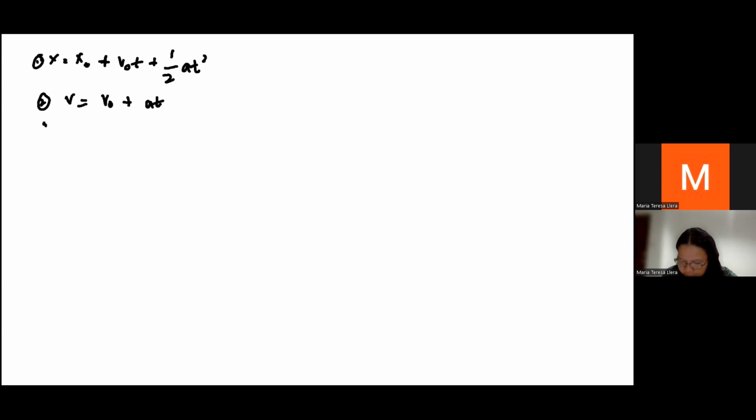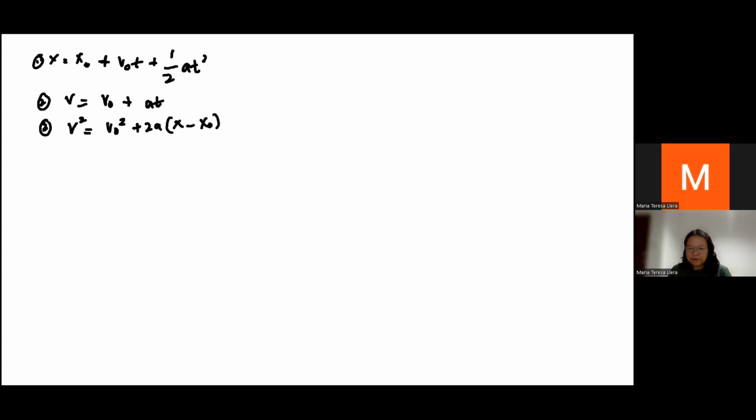And of course, the final formula that we have to remember is also a velocity formula, but using a different set of variables. This is v squared equals v naught squared plus 2a times x, or the final position, minus x naught, or the initial position.